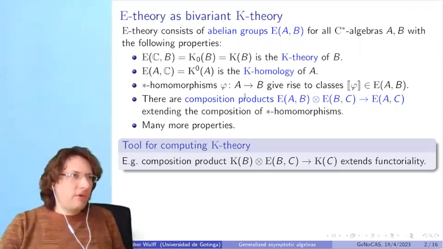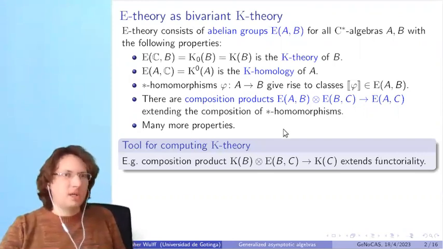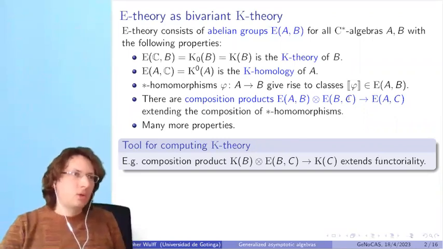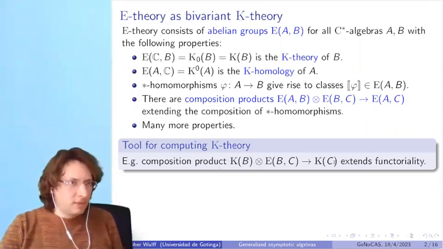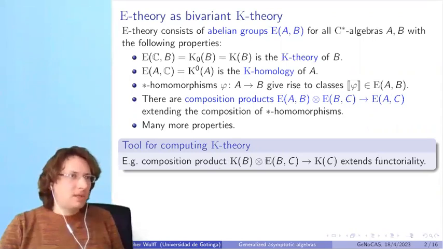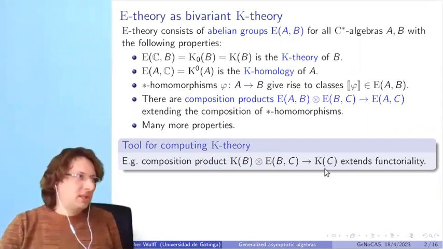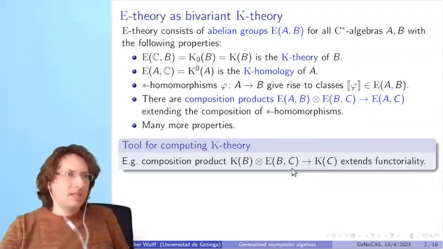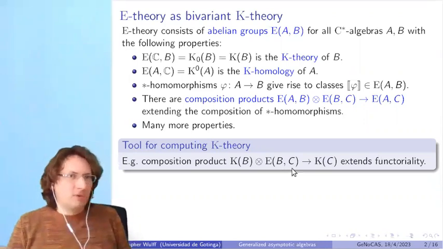For those of you who haven't worked with bivariant K-theory yet, just think of it as a very useful tool for computing K-theory. For example, if you take this composition product and let A be the complex numbers, then it specializes to a product from the K-theory of B tensor this E-theory group to the K-theory of C. If we plug in the class of a star homomorphism from B to C, then the map from K of B to K of C which we get is exactly the induced map of the star homomorphism. So this is a way to extend functoriality: we have functoriality under a bigger class of morphisms than we had before, which is very nice.